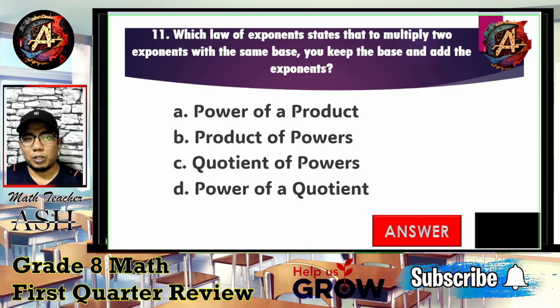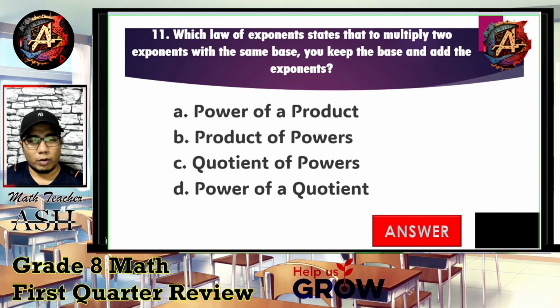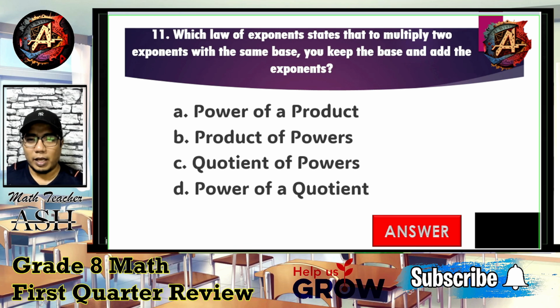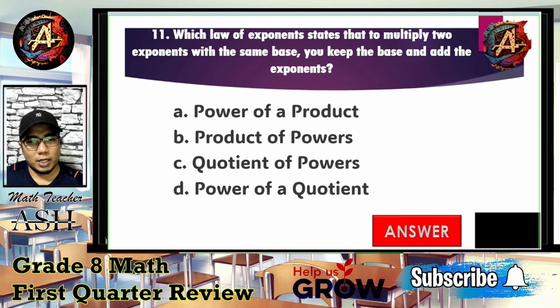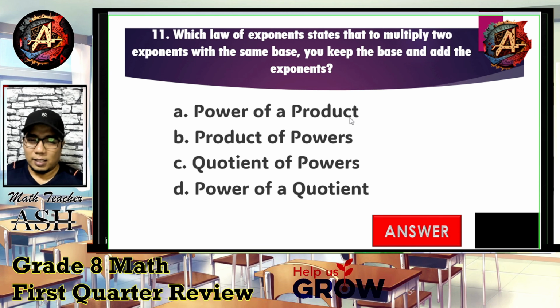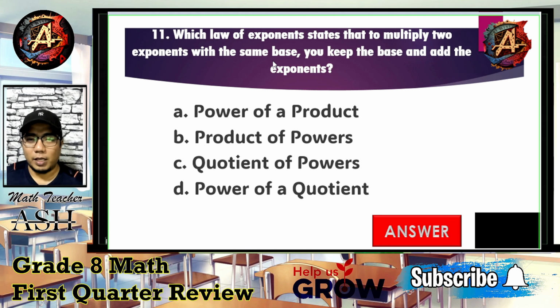Okay, my dear math learners, it is very obvious that letter C and letter D is not the correct answer for this question because the law of exponent that is being discussed here is multiply. When we are talking about multiply, we are dealing with product. So we have only A and B. But in this case, we have the same base. What you need to do is just keep the base and add the exponent.